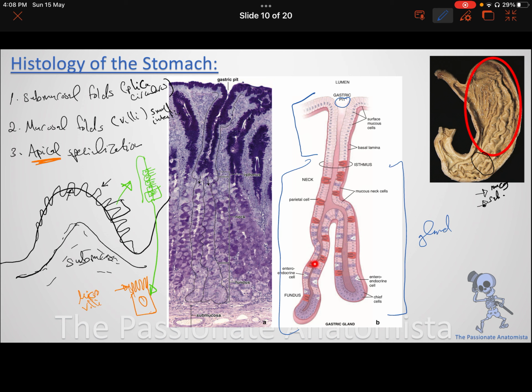Okay, and then the most important things I want you guys to know are the chief cells and the parietal cells. The chief cells are the principal cells of the stomach. It's why I have a stomach. It's because these are going to release the pepsinogens that are going to break down the proteins in the stomach.